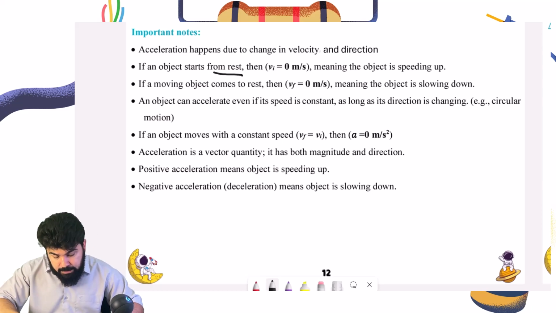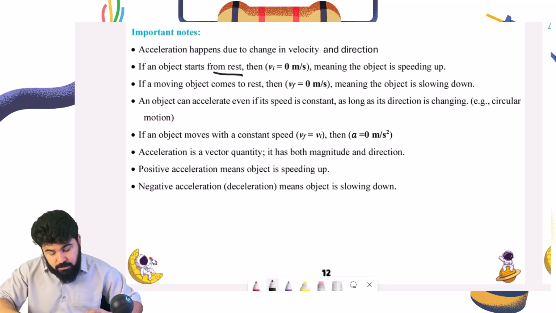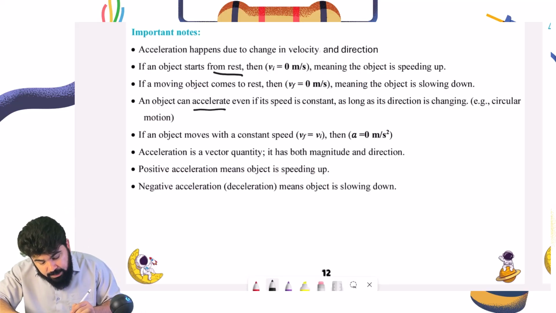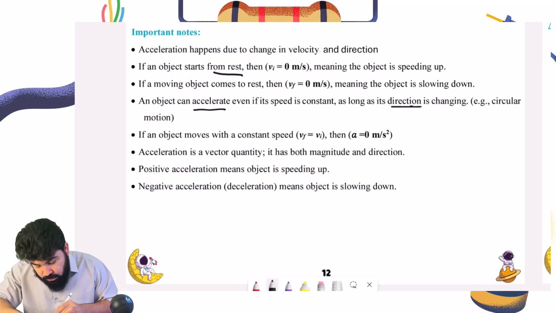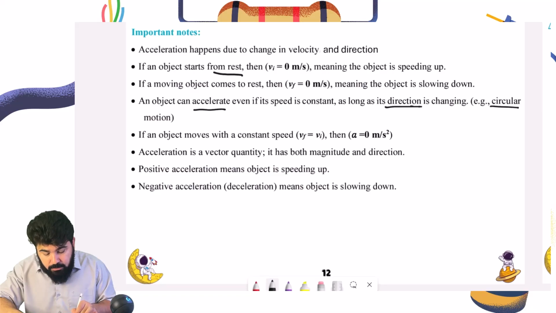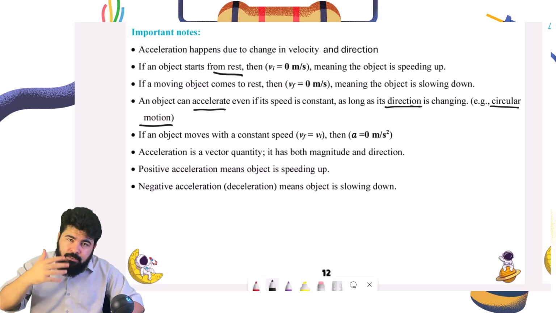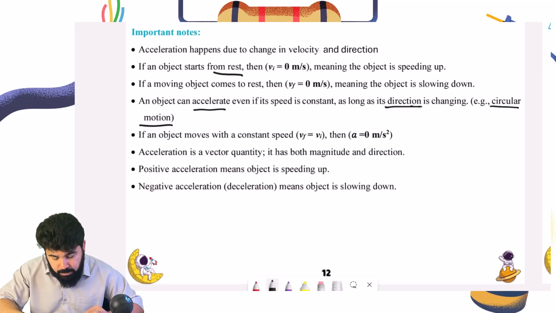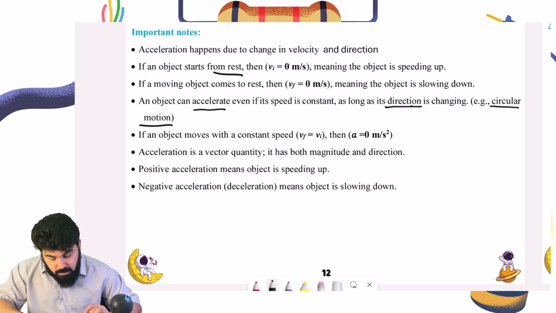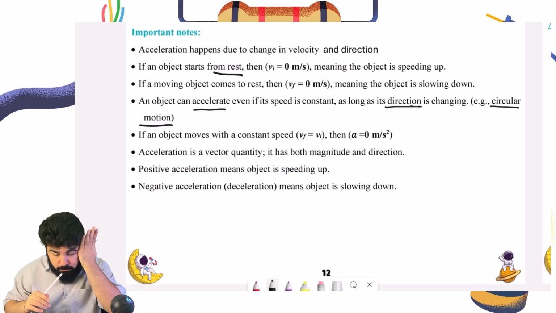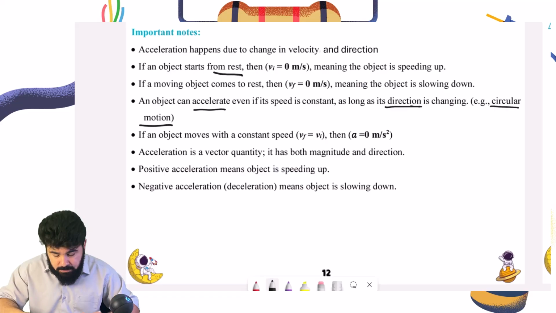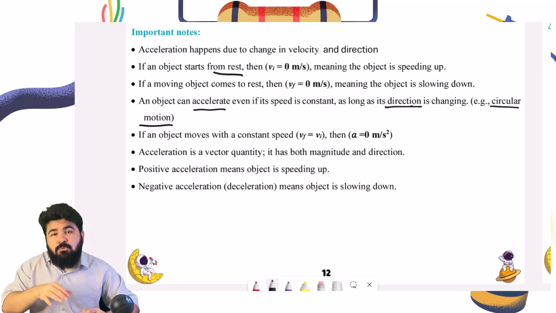An object can accelerate even if its speed is constant, as long as its direction is changing. Circular motion: direction changes can also cause acceleration. Now let's say an object moves with a constant speed. It means V final is equal to V initial.